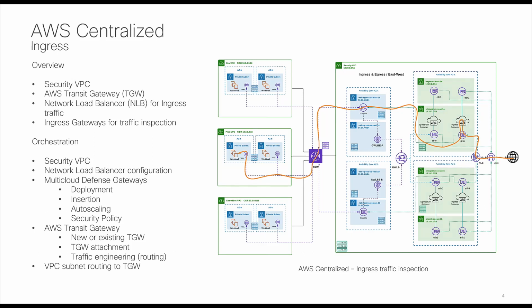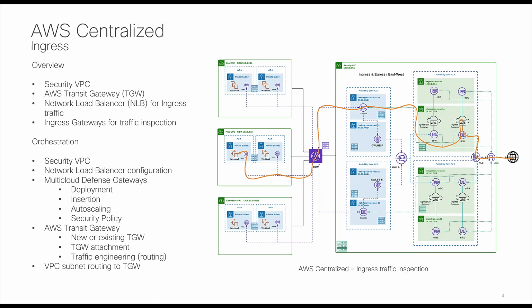Now, if you look at the architecture on the right hand side, we have a security VPC, and in the security VPC we have a multi-AZ architecture. So you have AZ-A and AZ-B, and we deploy our Ingress and Egress gateways inside of the security VPC. Along with that, we also use a transit gateway, which is in the middle, connecting to all my application VPCs. This particular architecture is specifically for the Ingress use case.